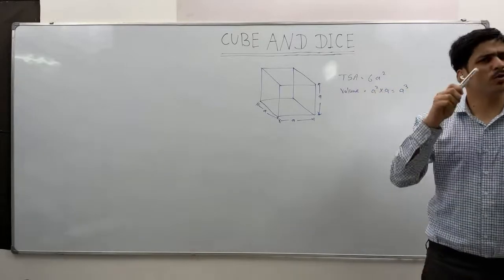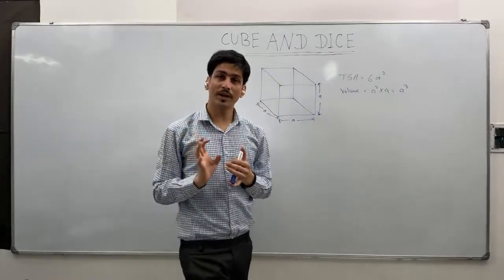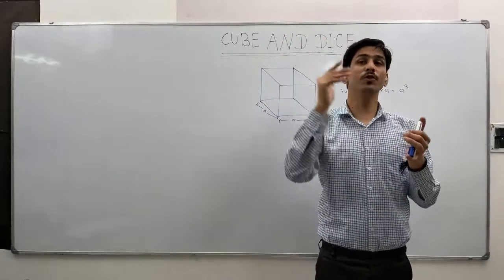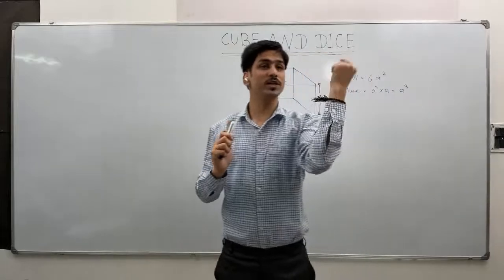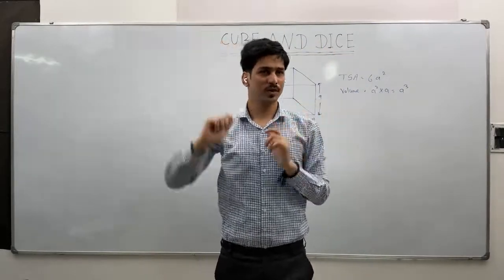Simple, right? If you talk about any structure, let's say I want to find the volume of a cylinder, what is it? Pi r square into h. How did we get pi r square into h? Because pi r square is the area of the base. And what is the height? The perpendicular height is h. Clear?